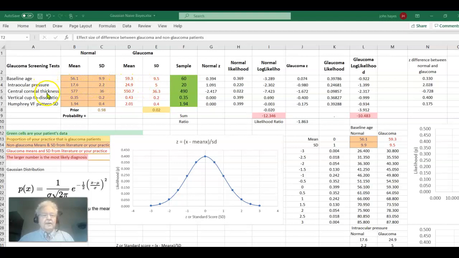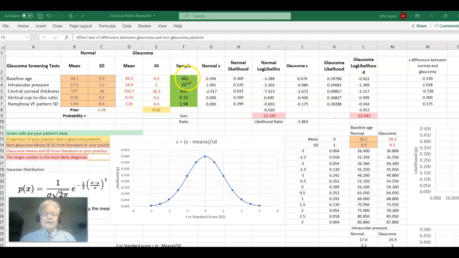Now, we can go through and look at all of these: corneal thickness and vertical cup to disc ratio, 0.35 to 0.43; Humphrey standard deviation, 1.94, 2.01. Let's look, and basically, to give you an overview, we're going to look at the probability. If you're normal, what's the probability of getting a particular number?